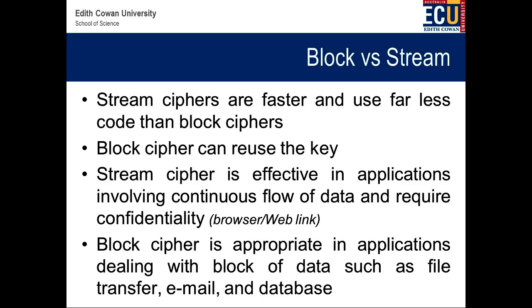Stream cipher is effective in applications involving a continuous flow of data and requiring confidentiality, such as HTTPS, the browser or web link. Block cipher is appropriate in applications dealing with blocks of data, such as file transfer, when we are sending email, or when we are handling the database. So in file transfer, email, and databases, we use block ciphers, whereas when we are communicating through the browsers, we use the concept of stream cipher.